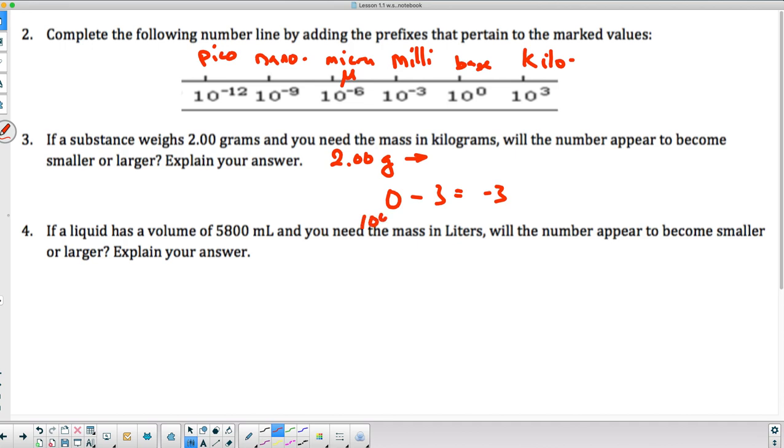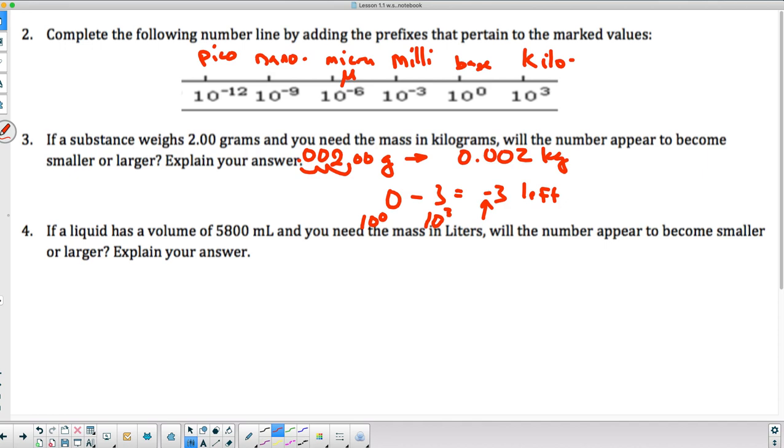So this is 10 to the 0 for grams, and we're going to kilograms, which is 10 to the third, like this. I always subtract where I start from where I'm going to, and that means I'm going to the left, because it's a negative. If it's a negative number, I'm going 3 places to the left. If it's a positive number, I'd be going 3 places to the right. So going to the left means 1, 2, 3, 0, 0, 0, which is what I have for kilograms.